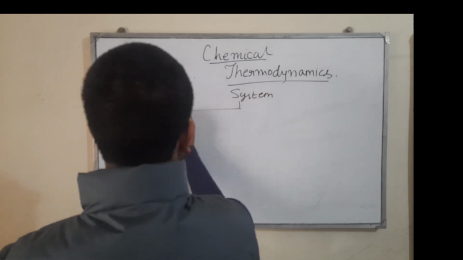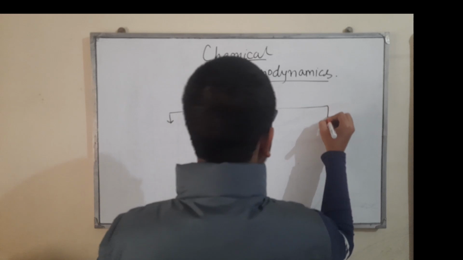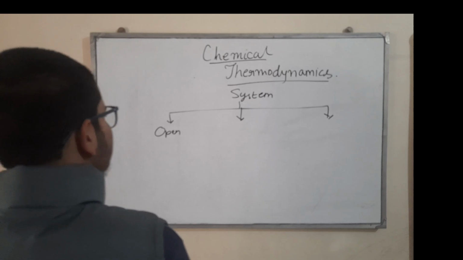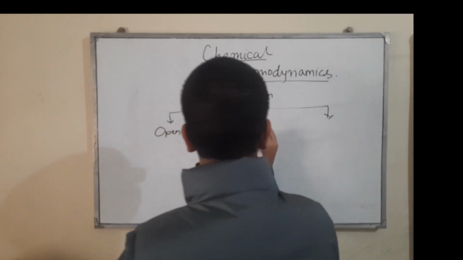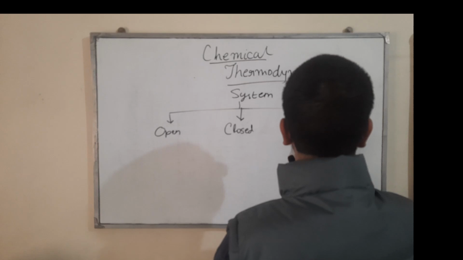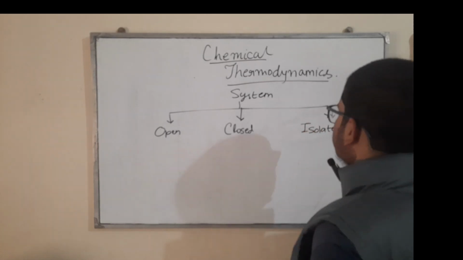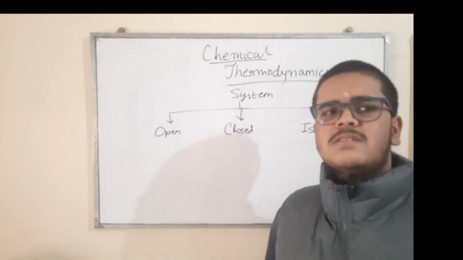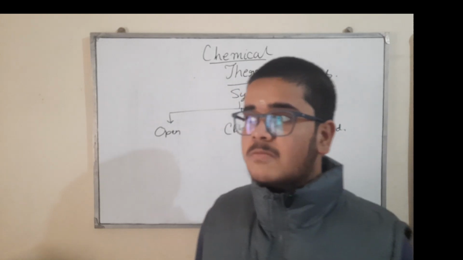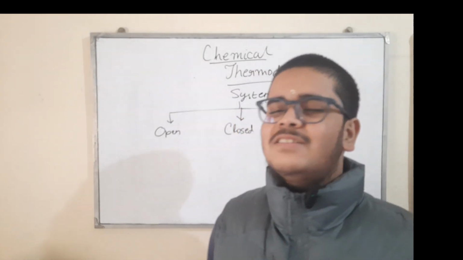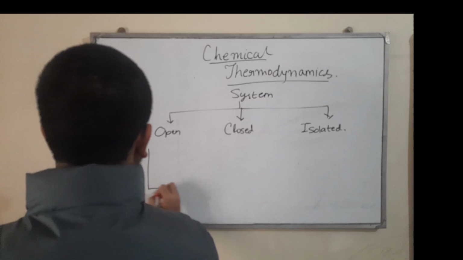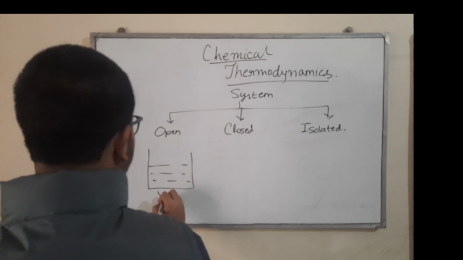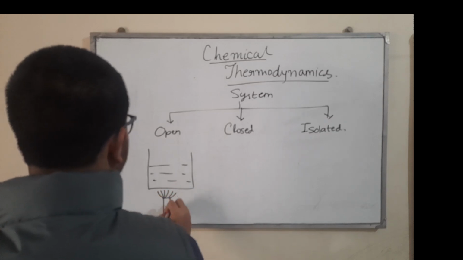System. Talking about the system, it can be mainly of three types: open system, closed system, and isolated system. What happens in an open system is that it allows the exchange of both matter and energy. Let me explain with an example first. Let's take a tub of water which is being heated under a Bunsen burner.